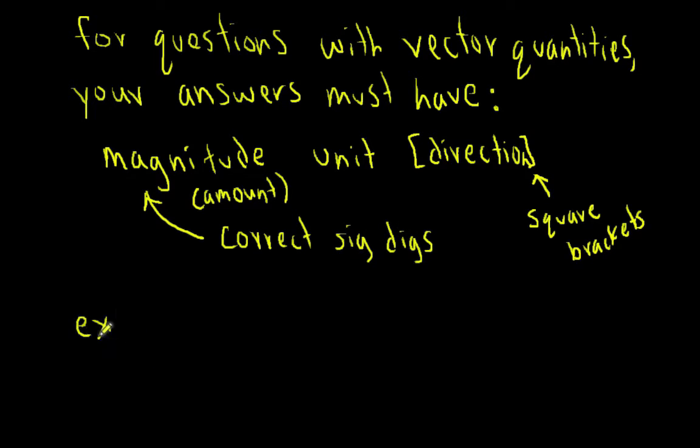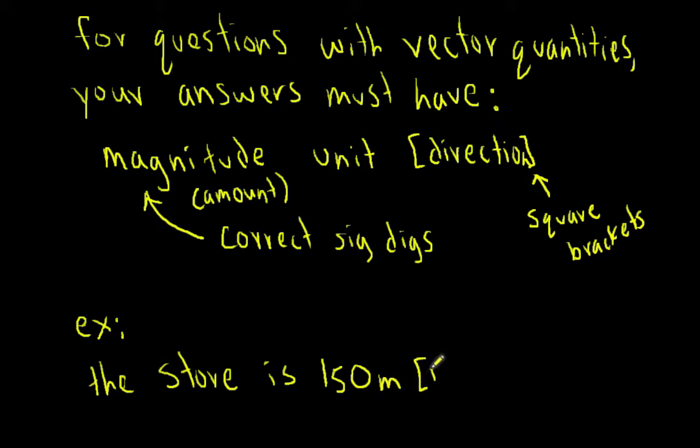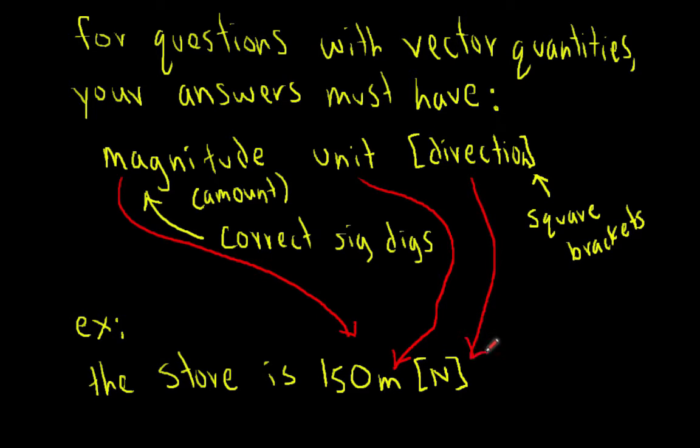An example of a vector written out is the store is 150 meters to the north. The magnitude is the 150 meters, the unit is the meters, and the direction is the north in square brackets.